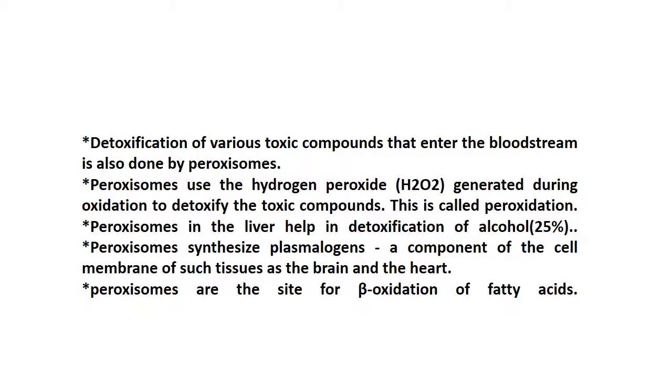Detoxification of various toxic compounds that enter the bloodstream is also done by peroxisomes. These use hydrogen peroxide generated during oxidation to detoxify the toxic compounds, called peroxidation. Peroxisomes in the liver help in detoxification of alcohol. They synthesize plasmalogens, a component of the cell membrane of such tissues as the brain and the heart. Peroxisomes are the sites for beta oxidation of fatty acids.